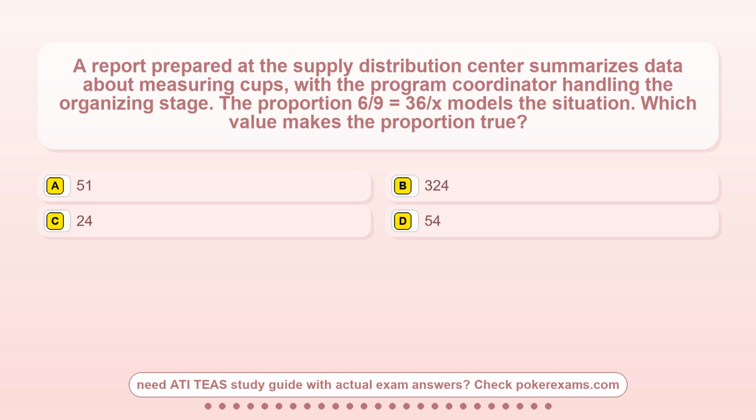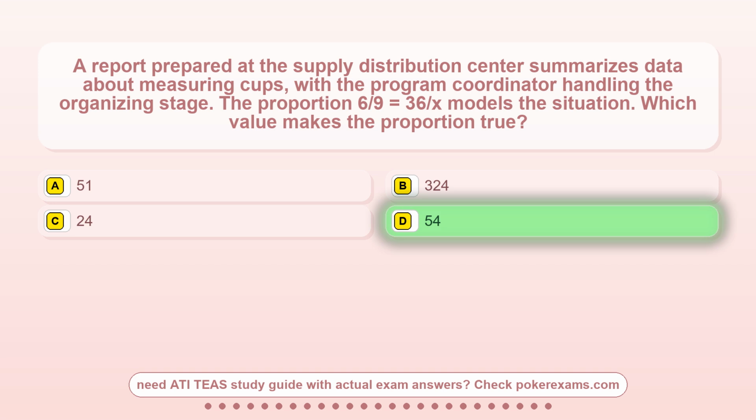Question 7. A report prepared at the Supply Distribution Center summarizes data about measuring cups, with the program coordinator handling the organizing stage. The proportion 6/9 equals 36/x models the situation. Which value makes the proportion true? Option A, 51. Option B, 324. Option C, 24. Option D, 54.